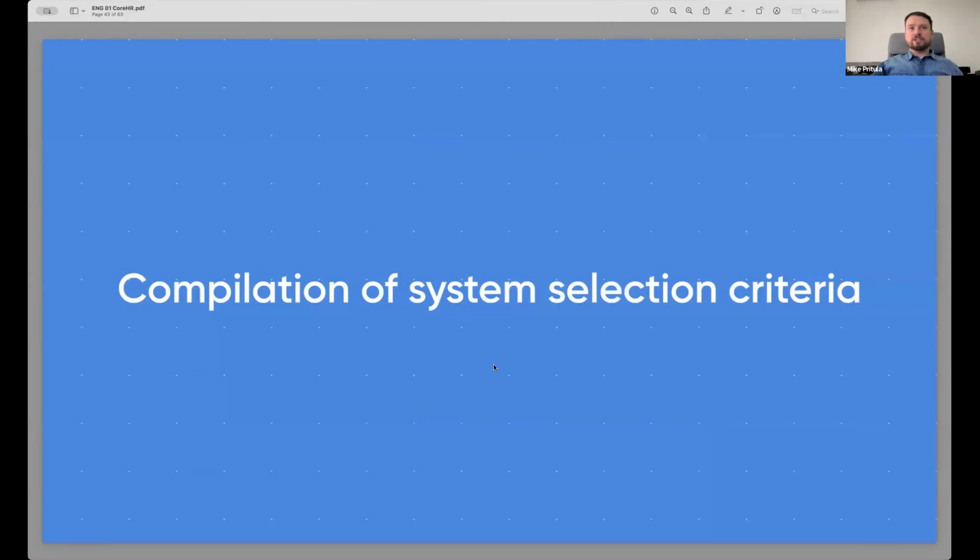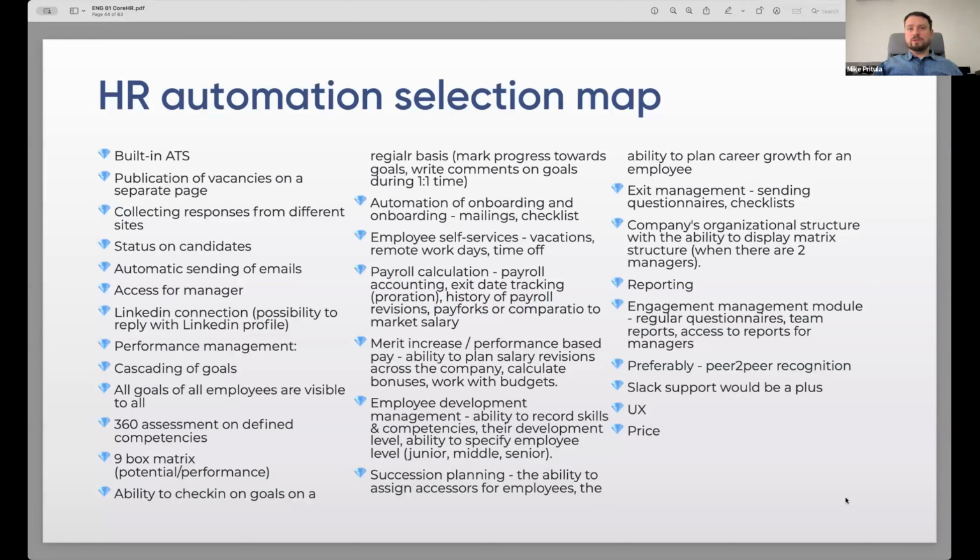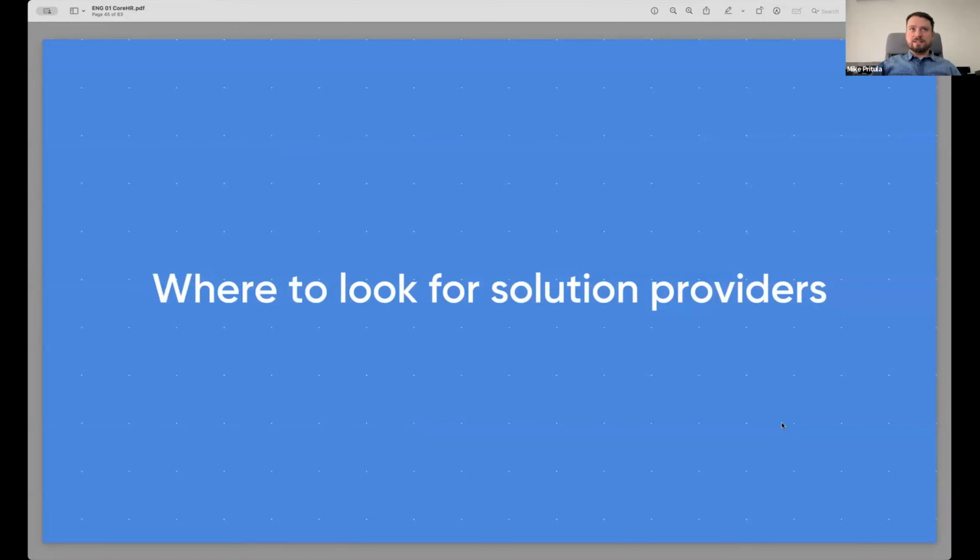Compilation of system selection criteria. When you want to choose the system for your company, it's very important to develop your selection criteria. This is an example of my selection criteria when I was looking for different HR solutions at Preply and Ideals. You may take this and then add something, change something, maybe delete something, but then compare all systems against this list, right? Even introduce a scorecard, write scores for every system.